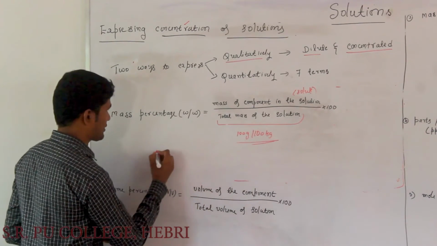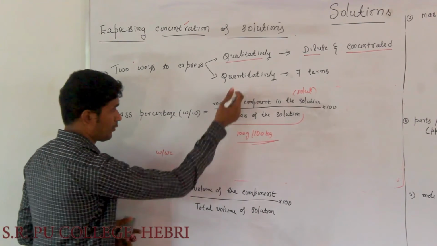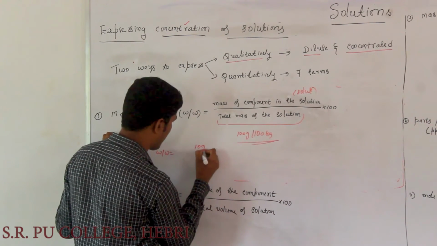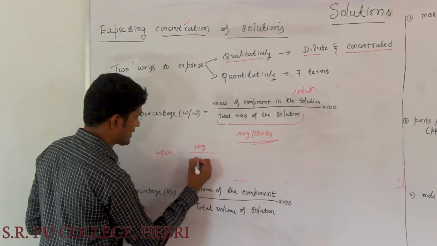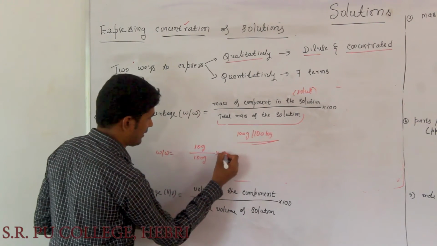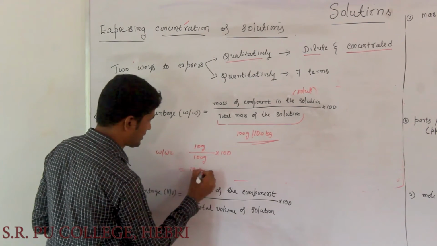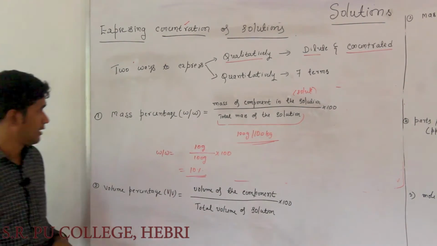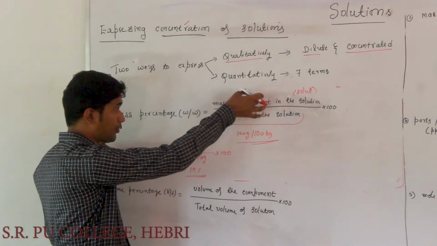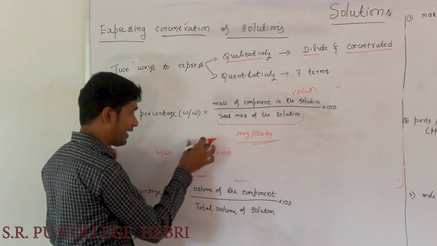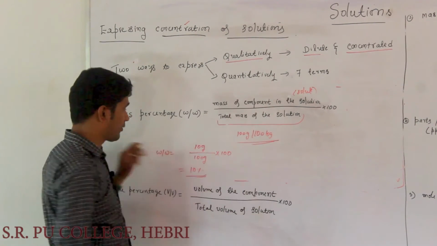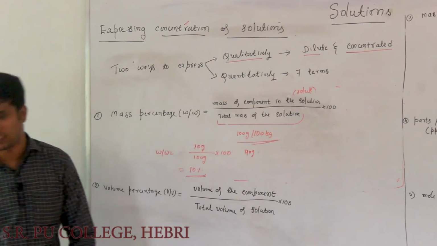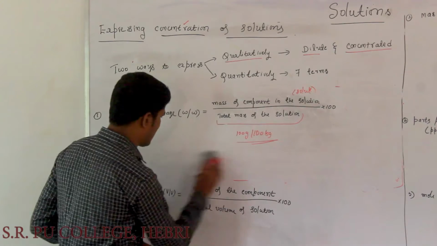so what is the mass percentage? W by W is equal to mass of the component or solute we have taken, 10 gram, and total mass of the solution is 100 gram, into 100. So now the percentage of the solution is 10%. So this is how you calculate the mass percentage. One more thing is the unit of numerator and denominator must be same. If you take 10 gram of solute, here also we have to take 90 gram of solvent, not 90 kg of solvent.